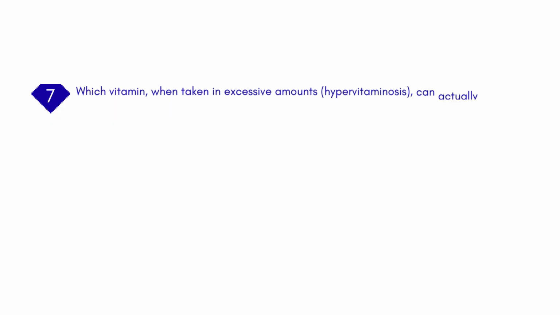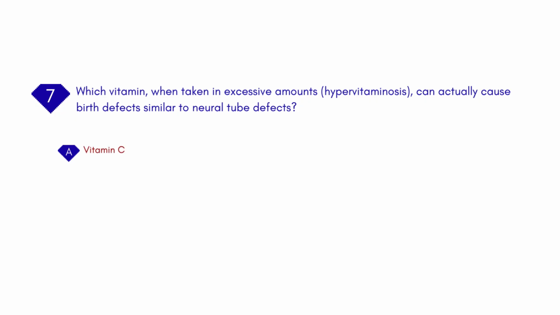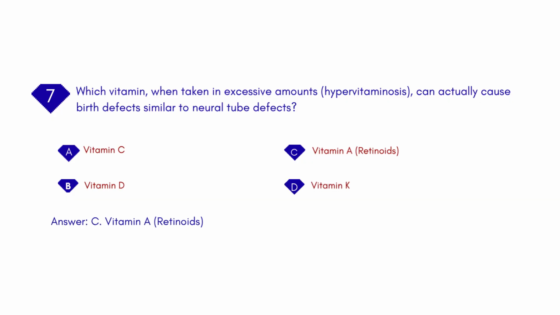Which vitamin, when taken in excessive amounts, hypervitaminosis, can actually cause birth defects similar to neural tube defects? A. Vitamin C. B. Vitamin D. C. Vitamin A, retinoids. D. Vitamin K. Answer: C. Vitamin A, retinoids.